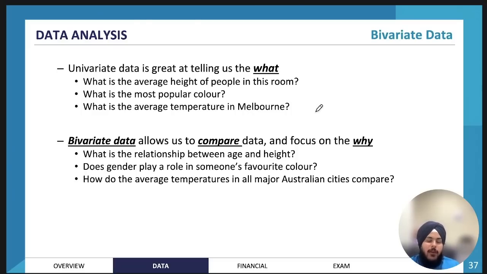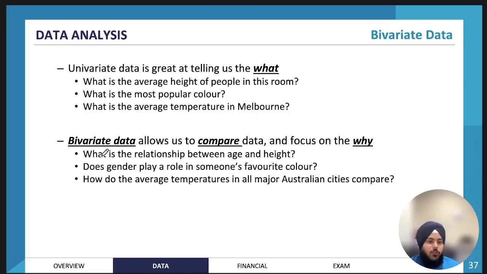It's really good at telling us what it is. But if we want to actually compare data, we want to compare how someone's height might be associated with their weight, bivariate data is the go-to here. So bivariate data is the comparison of data and looking at the associations of data between 2 different variables. And from there, we can establish correlation or causation. So really good in terms of comparing and establishing a sense of causality.